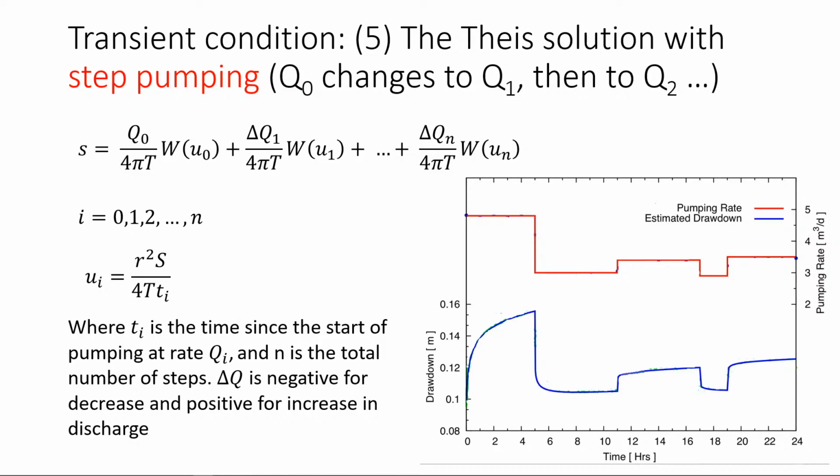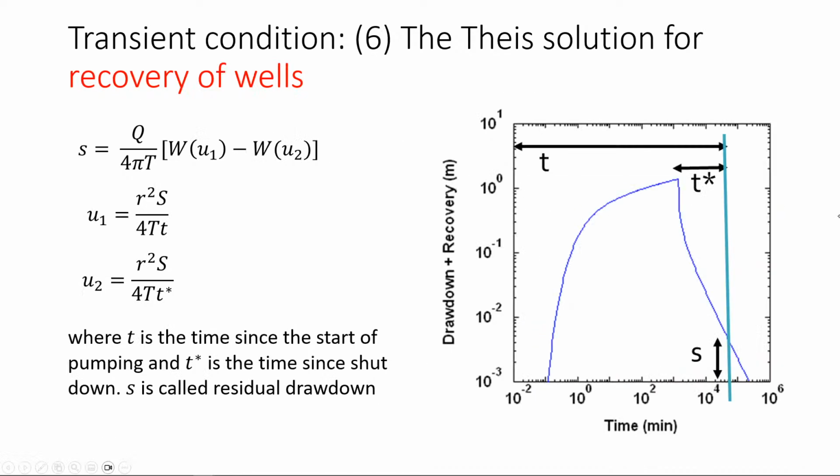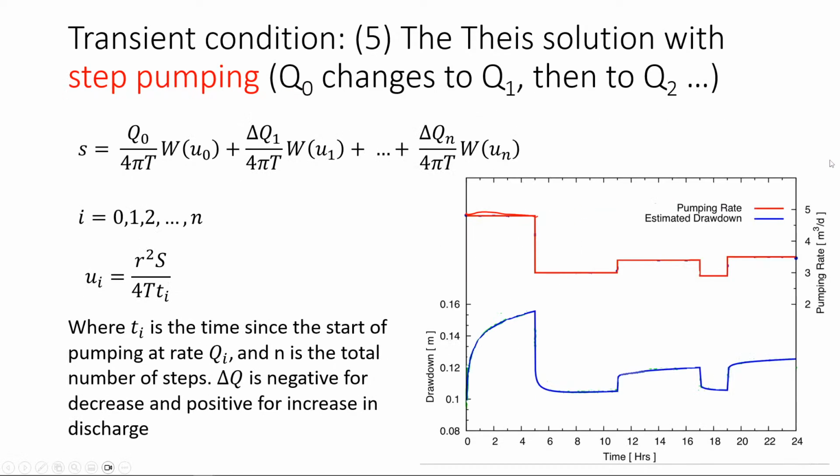Well, it doesn't matter. You just add, so the drawdown would be like, you see here, this is my pumping rate. I'm pumping at 5 meter cube per day. So I keep pumping, I have drawdown, drawdown, drawdown. And then now I step down my pumping, from 5 to 3.5. Then the drawdown now will recover. So this is a recovery.